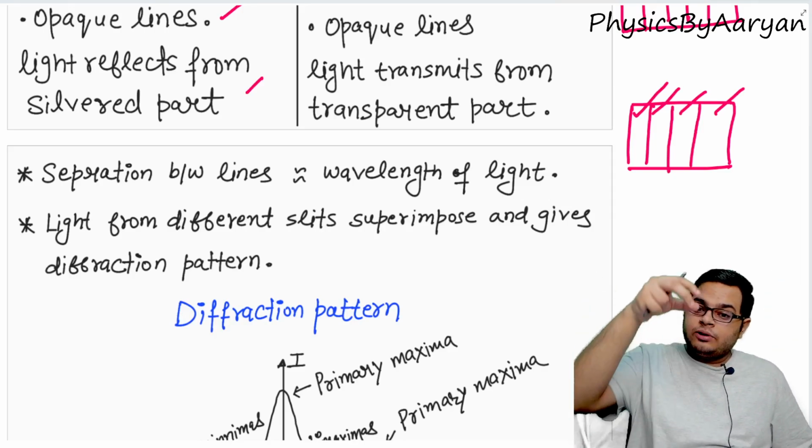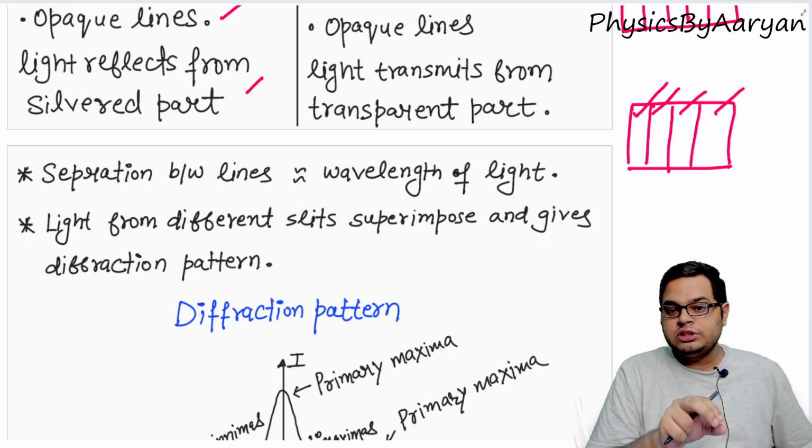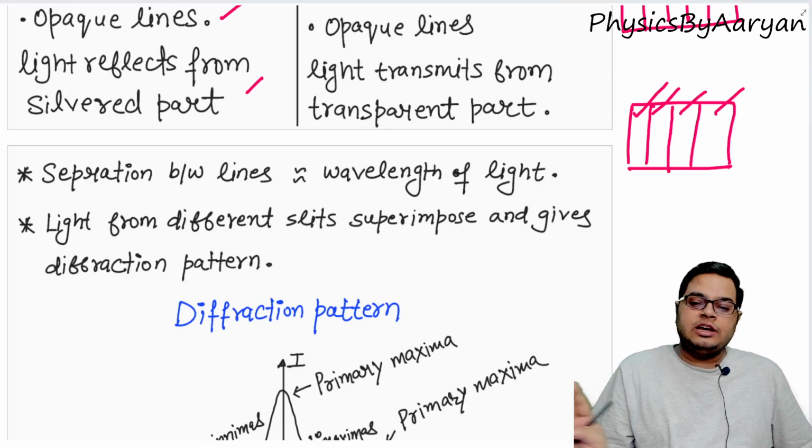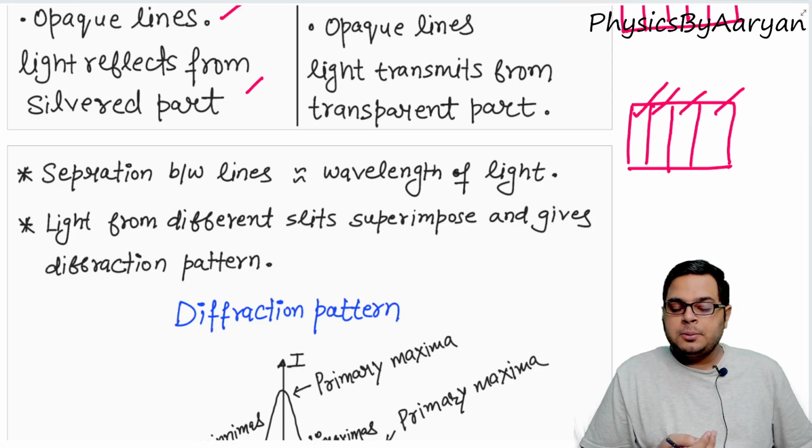In the first case, lights were reflecting from these regions. In the second case, lights are transmitting through these regions, and ultimately they all are interfering with each other and giving you the pattern. Okay.